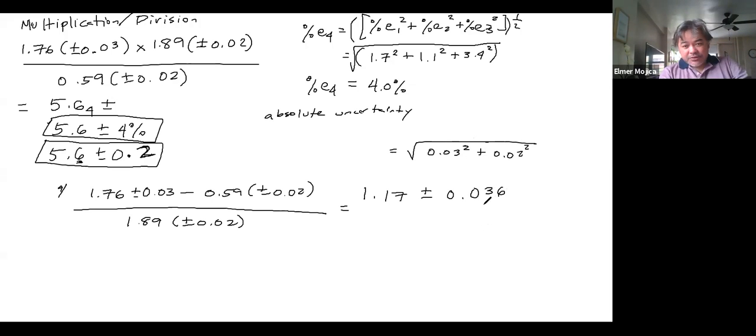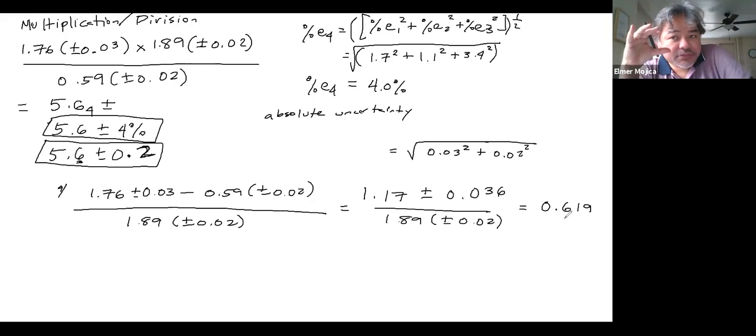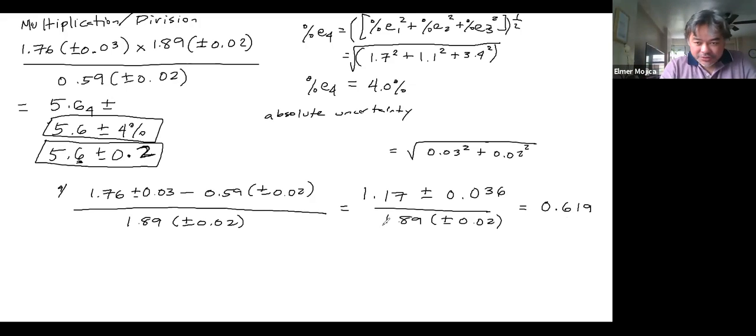So I can write the whole thing, because it's not the final answer yet. That number, I'm going to use it to divide with 1.89 plus minus 0.02. So 1.17 divided by 1.89, I have here now 0.619. So I'm not rounding them up yet. Okay, so what will I do? 0.619 plus or minus, what will this be?